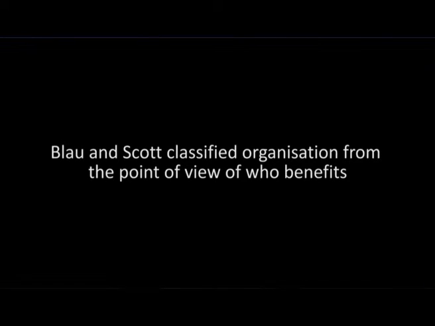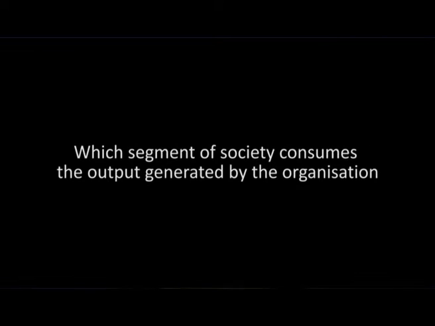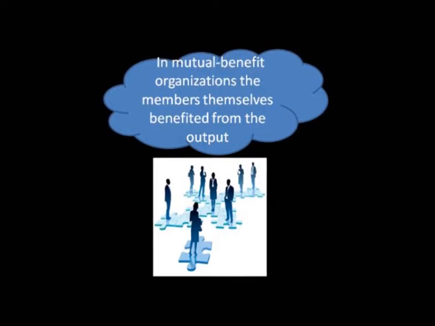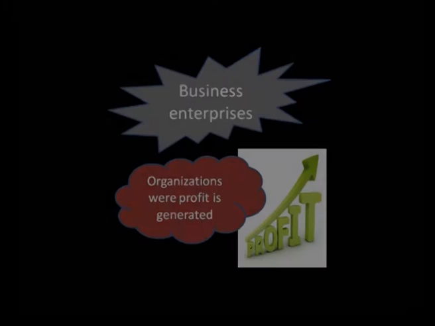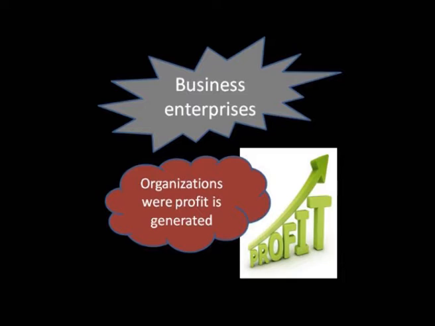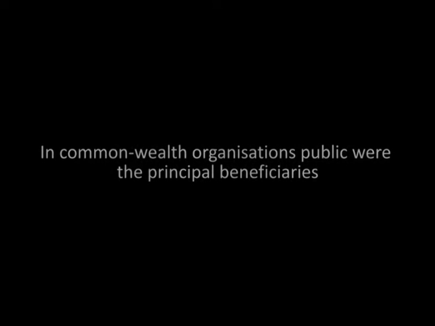Similarly, Blau and Scott tried to classify organization from the point of view of who benefits. They tried to categorize different organizations on the basis of which segment of society consumes the output generated by the organization. Thus, they claimed mutual benefit organizations were those in which the members themselves benefited from the output. The second types of organizations were the profit generating ones, which could be termed as business enterprises. The third, called service organizations, benefited the clients. Finally, the last was called commonwealth organizations, in which public were the principal beneficiaries.